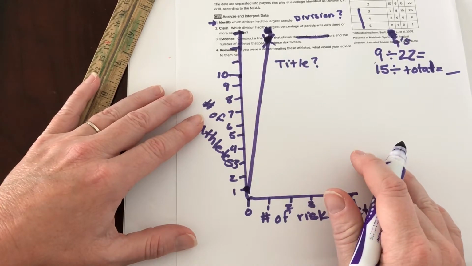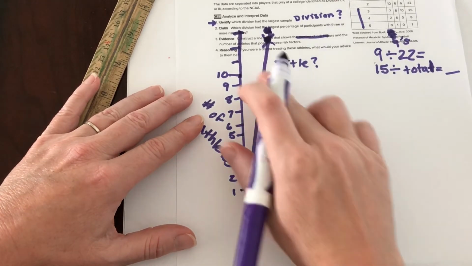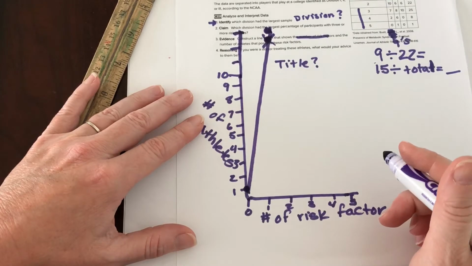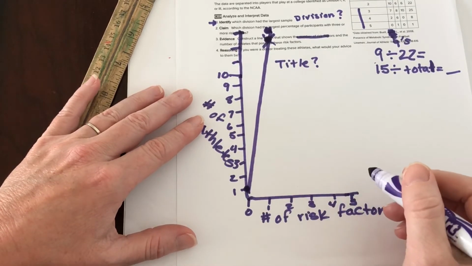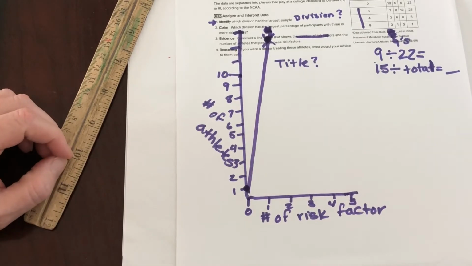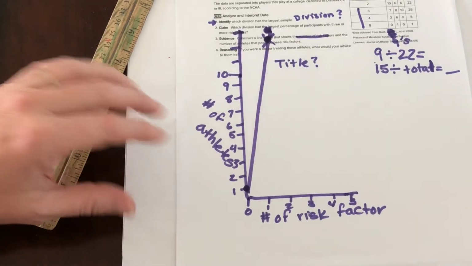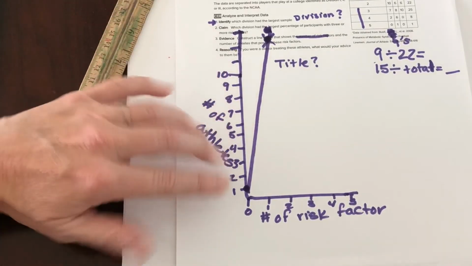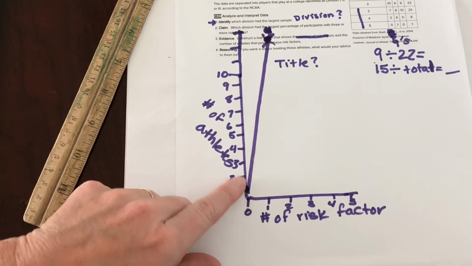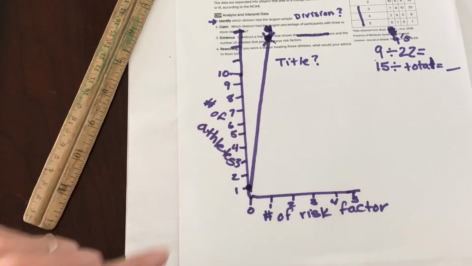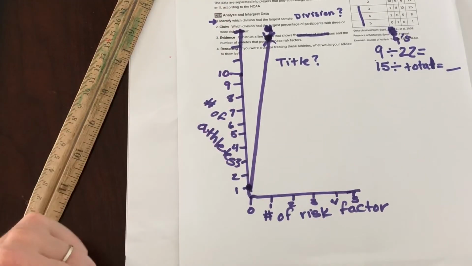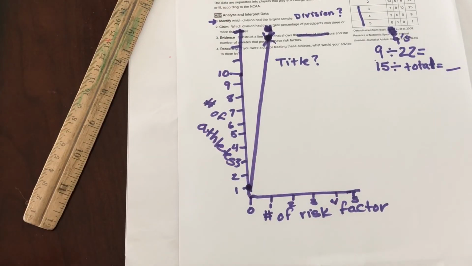Then you're going to answer your last question: if you were a doctor training these athletes, what would your advice be? You need to give some advice. So I hope that helps you get started with your graph. If I were to do this over again, I would probably skip by 2s going up here: 2, 4, 6, 8, 10, 12, just to squish that down a little bit. Anyways, good luck, and I look forward to seeing what you turn in.